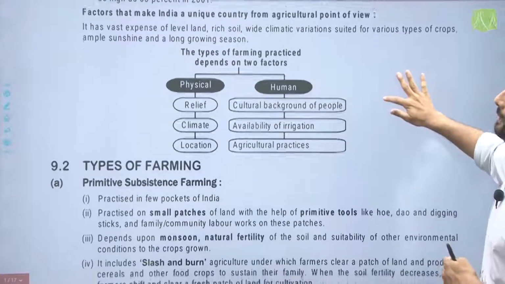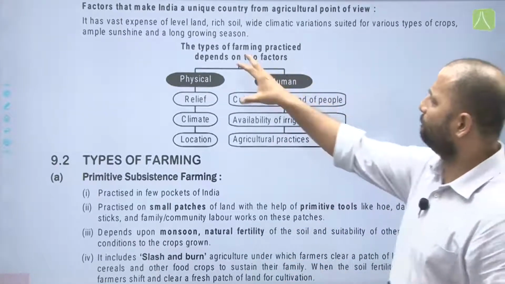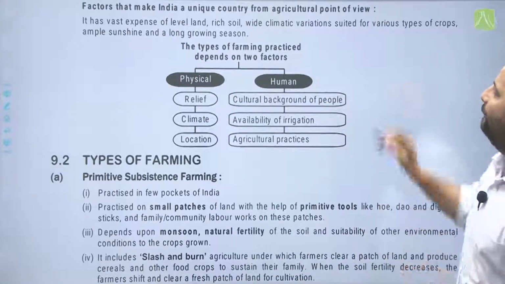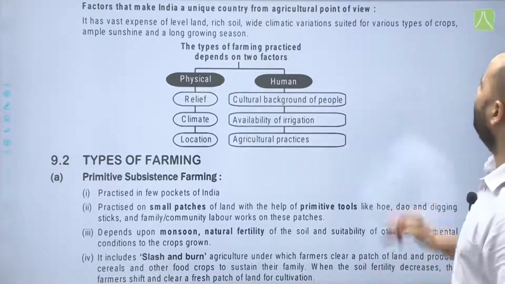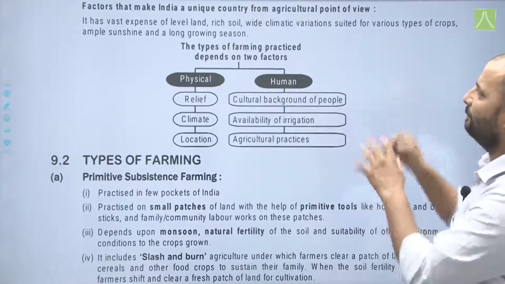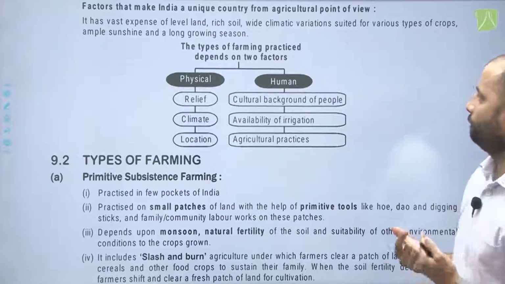Now, the factors that make India a unique country from the agriculture point of view: it has a vast expanse of level land, rich soil, wide climatic variations suited for many types of crops, ample sunshine and a long growing season. So, these are some of the qualities that make India a unique country in terms of agriculture.